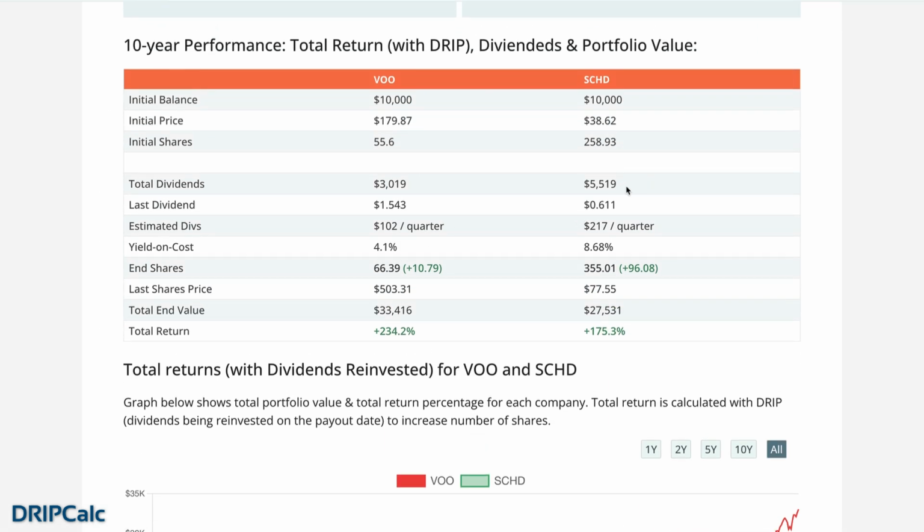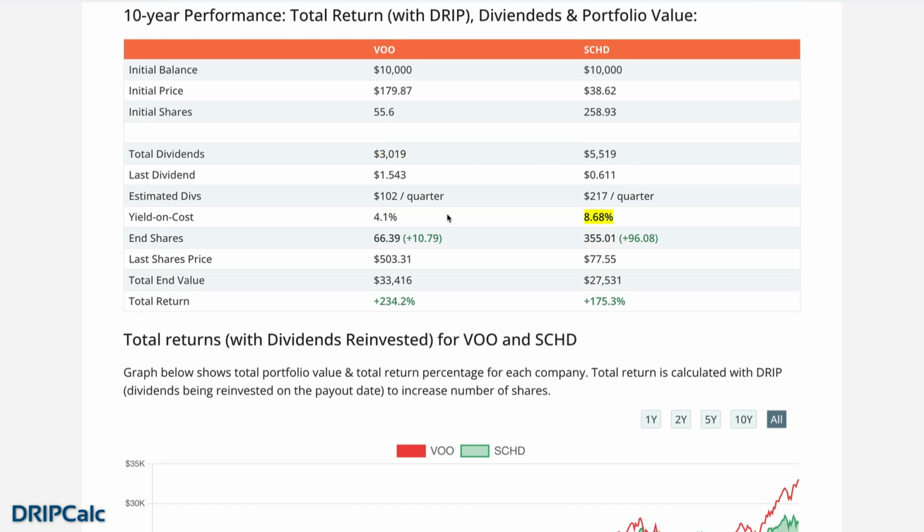So if we go here, in the past 10 years, you have collected $5,500 on a $10,000 investment into SCHD. So you collected exactly $2,500 more with SCHD versus SPY, and you had to pay taxes on it if this was a taxable account. And yes, your yield on cost is higher, but you also had to pay taxes along the way.